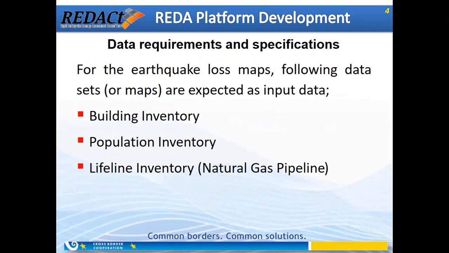Then the data we need for the loss maps. What we need are the building inventory and the population inventory. In the project, as a lifeline, we are also working on the risk assessment for natural gas pipelines, so we also need the natural gas pipeline inventory data.